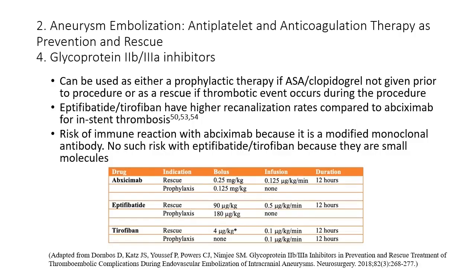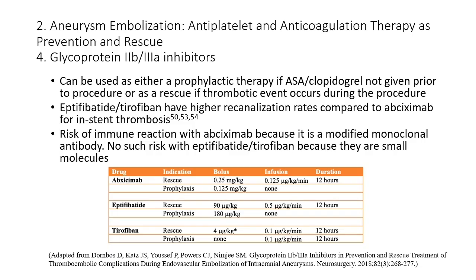Glycoprotein 2B3A inhibitors can be very useful both prophylactically and for intraoperative treatment of thrombotic events related to endovascular treatment. The 3 commonly used pharmacologics are listed here, including abciximab, eptifibatide, and tirofiban.